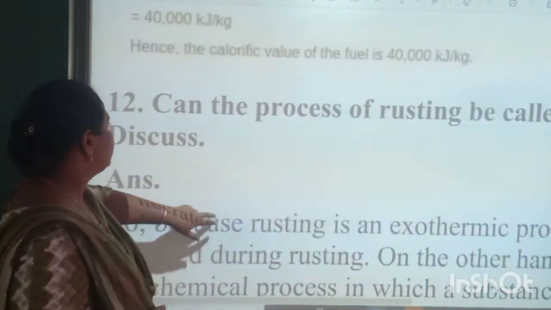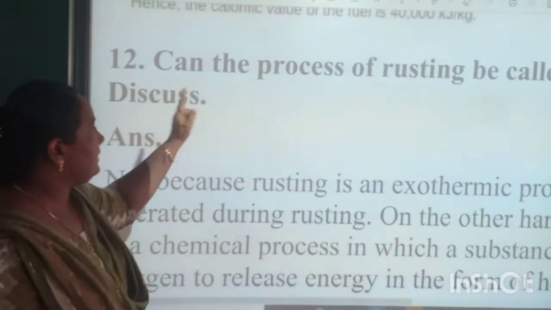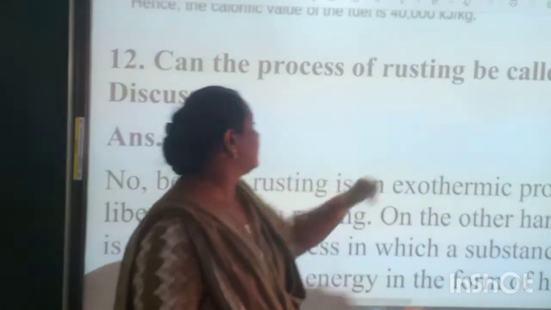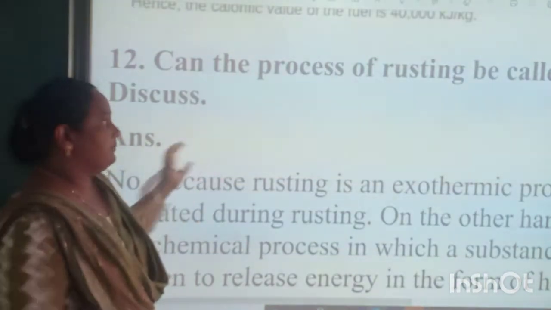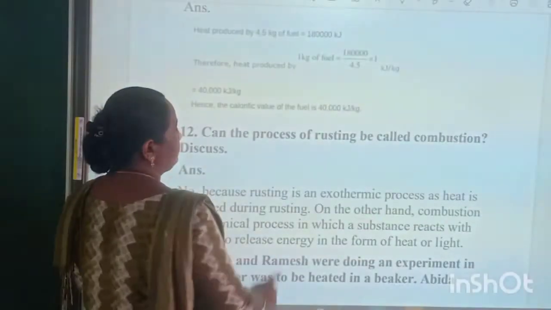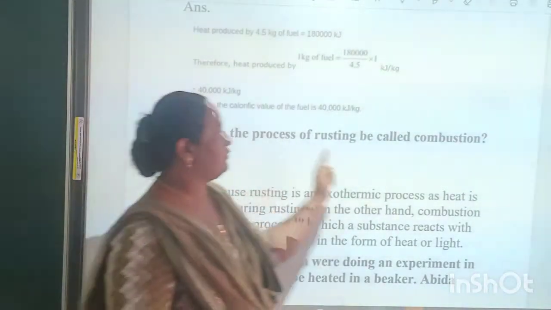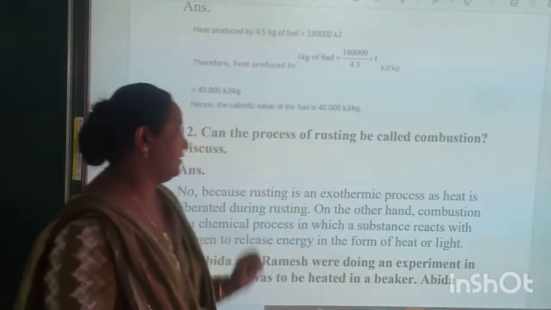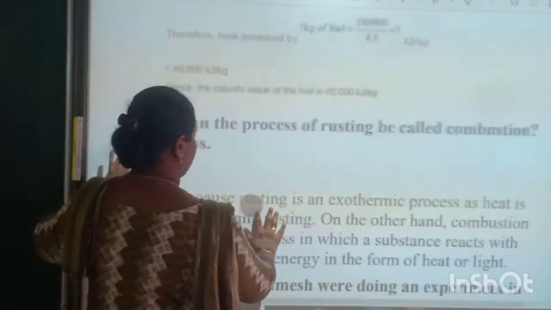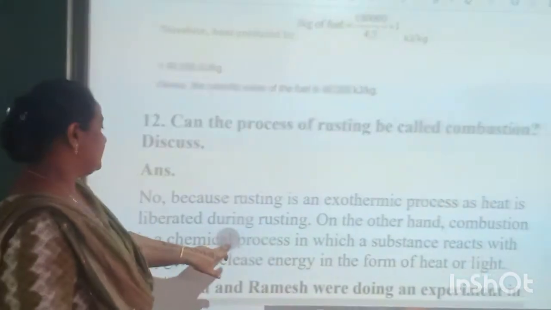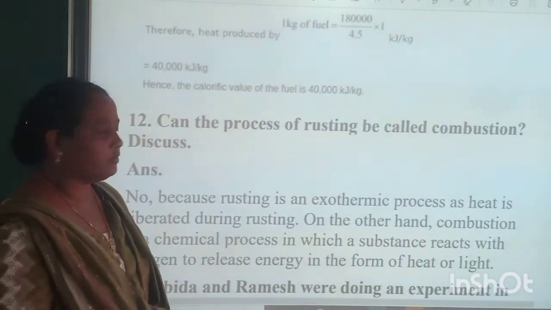Then the next one, question 12: Can the process of rusting be called combustion? Discuss. Can we call the rusting process combustion?